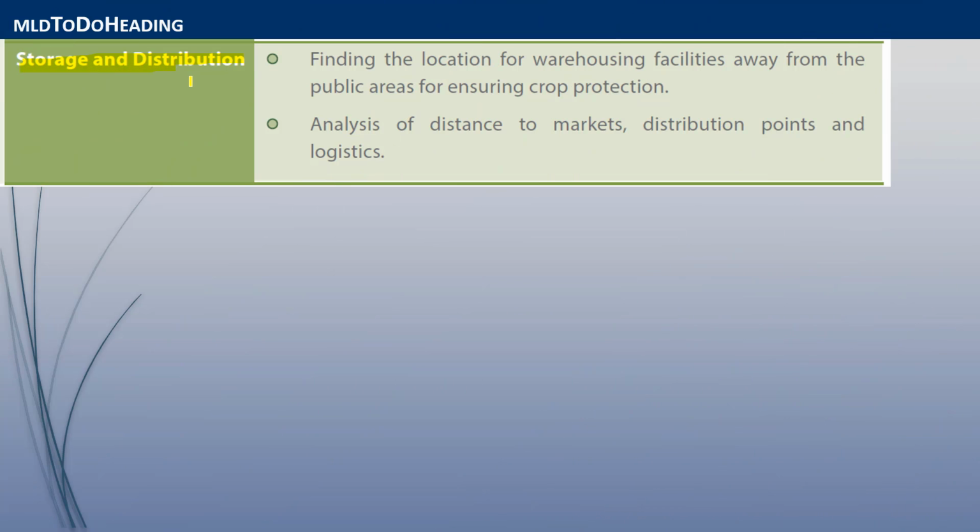In the storage and distribution phase, GIS technology can help to analyze the distance to the market, the distribution point, and the mode of logistics. Similarly, with the help of this technology, we can find a better location for warehousing facilities and to ensure crop protection from the public areas.